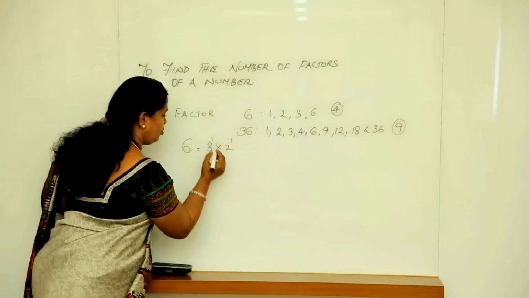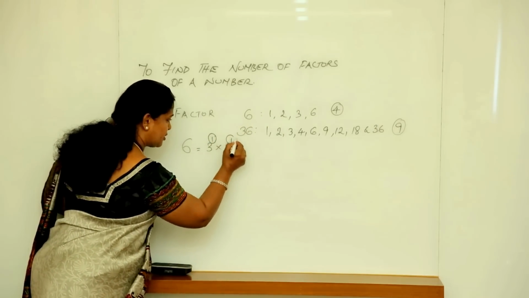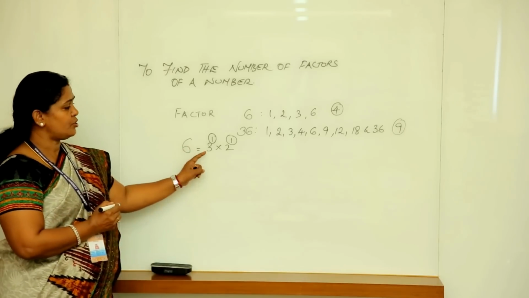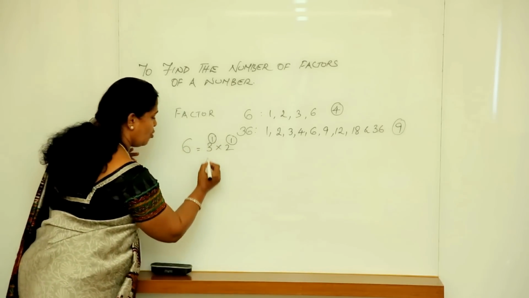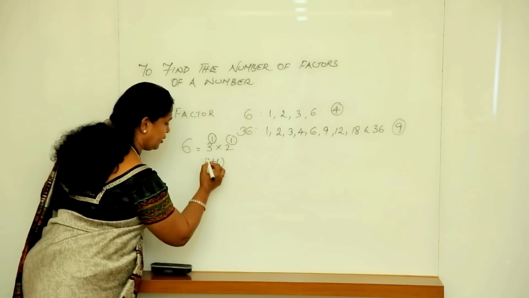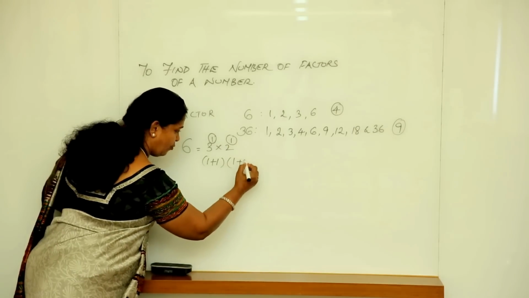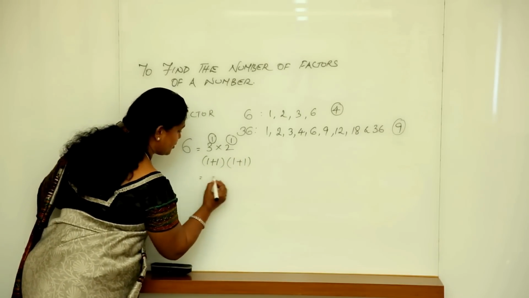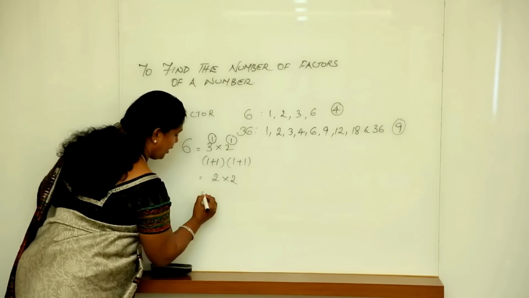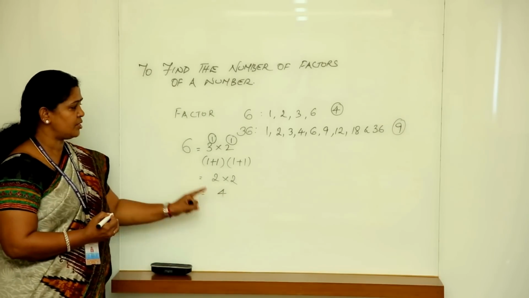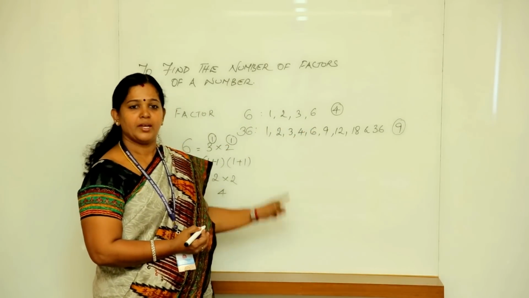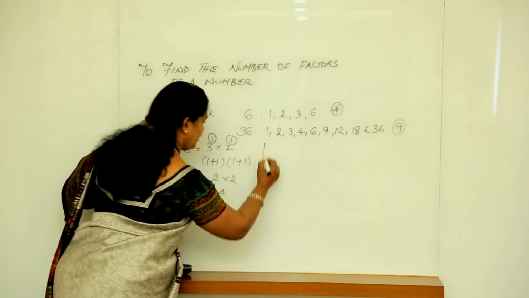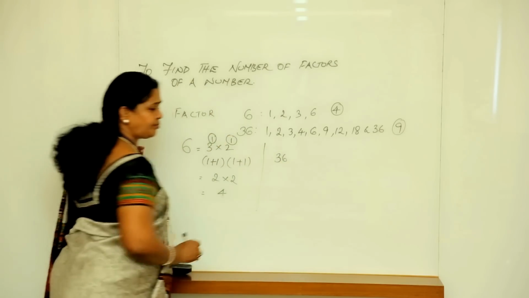Now, to conclude this number, let me take the powers alone. Take the powers of these prime factors, 1, add 1 to it, and this 1, add 1 to it. So, this becomes 2 into 2 equal to 4. Hence, 6 has 4 factors. Similarly, let us take 36.